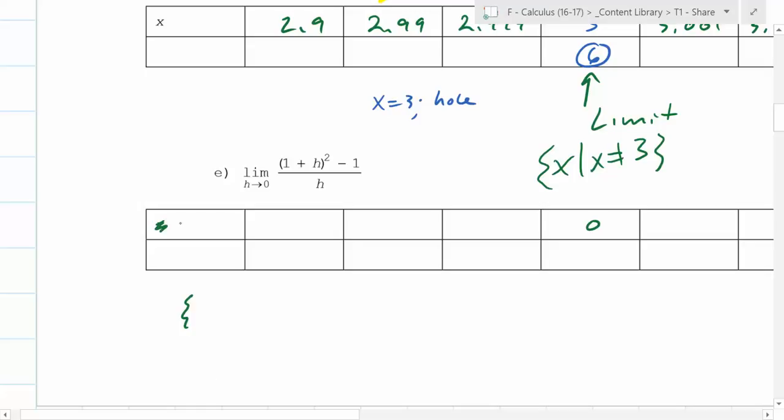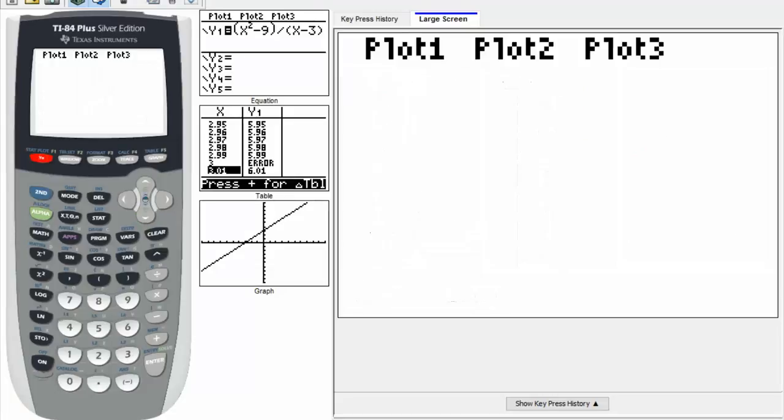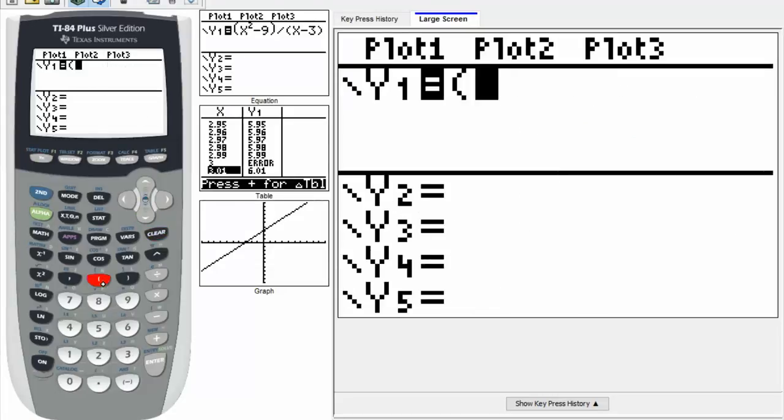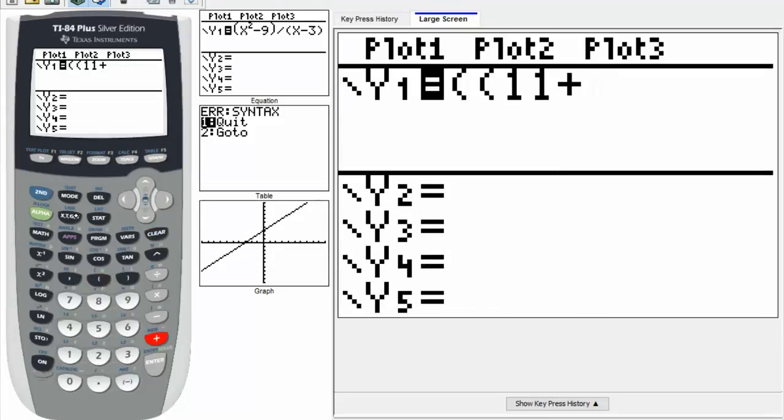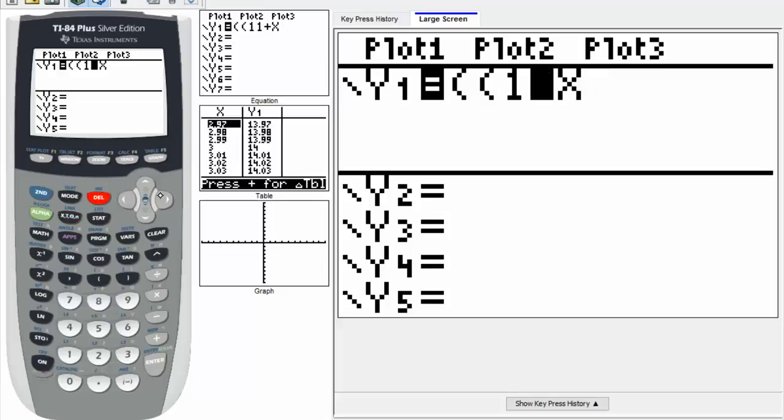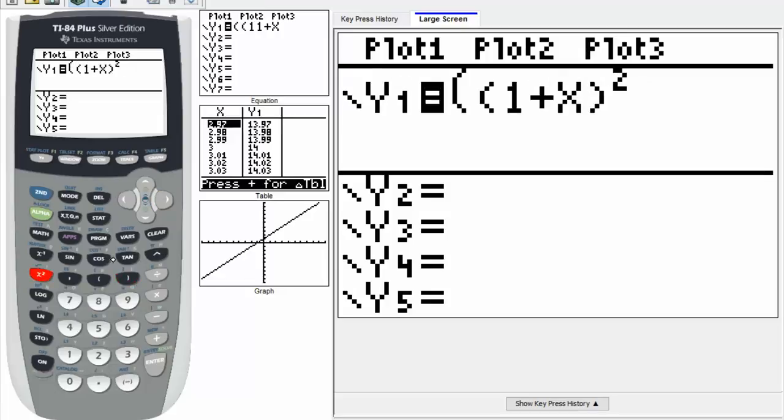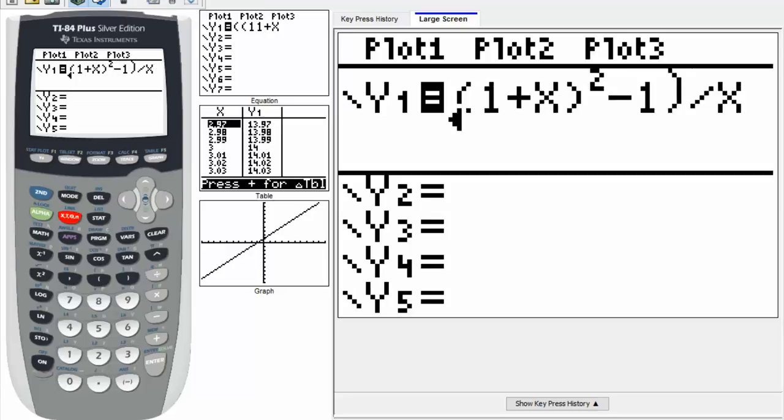And we'll make this h such that h doesn't equal 0. So we really want to make a table of values here. If we were to use our calculator to do this, we go into y equals, and I need to make sure I use proper parentheses. 1 plus h, squared, minus 1 in parentheses, divided by what? Well, it's x. We're just calling it x here, right?